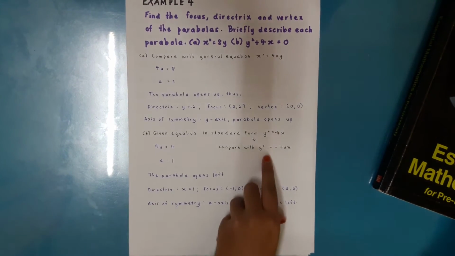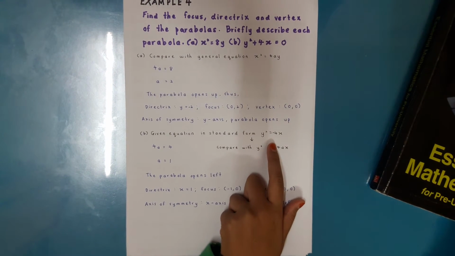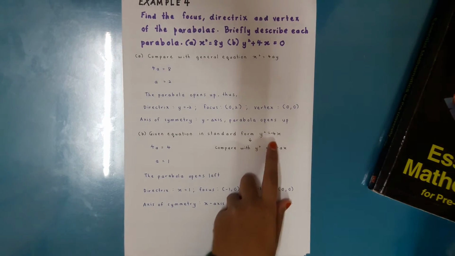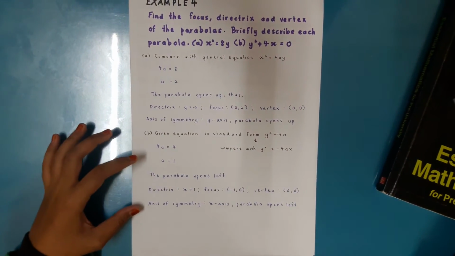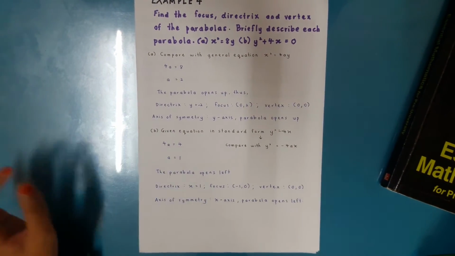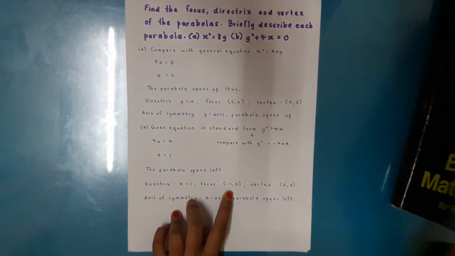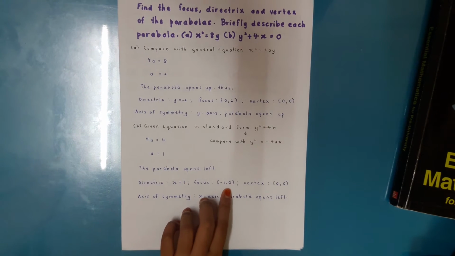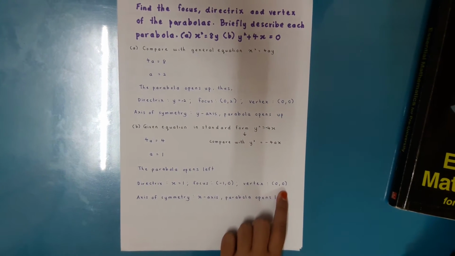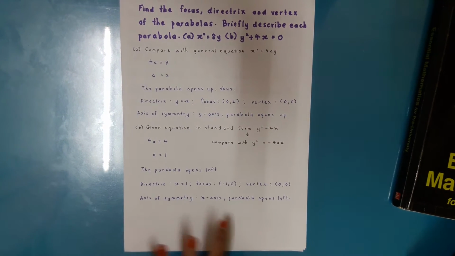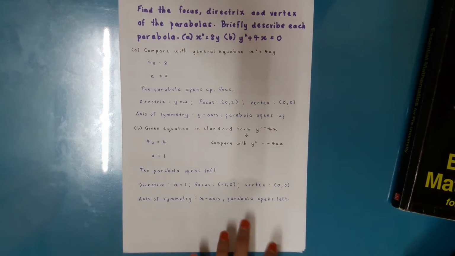Based on the equation, we know that the parabola opens left, because we refer to the table. Then the directrix is x equals 1 because the focus is negative 1, 0, and the vertex is 0, 0. The axis of symmetry is the x-axis, and the parabola opens left.